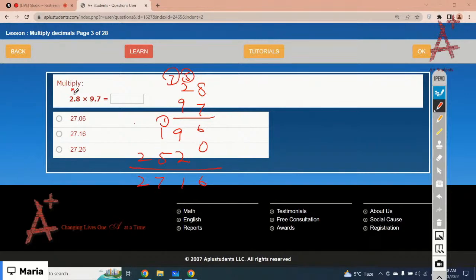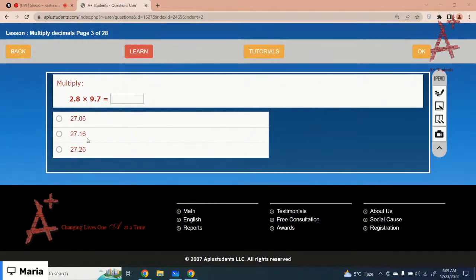So both the numbers have one decimal place. Got it? That means the answer must have two decimal places. So the digits are 2716. The decimal point is here. You have to move two places left. So it would be 27.16. Got it, everyone? So the correct option is 27.16. Just select the correct option, then click on the OK button. Got it?